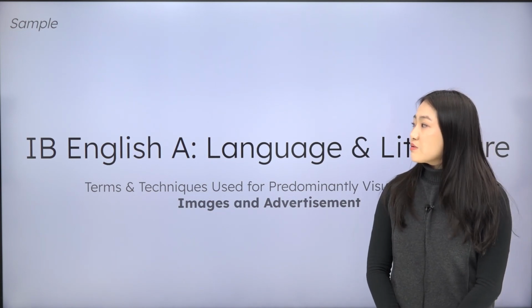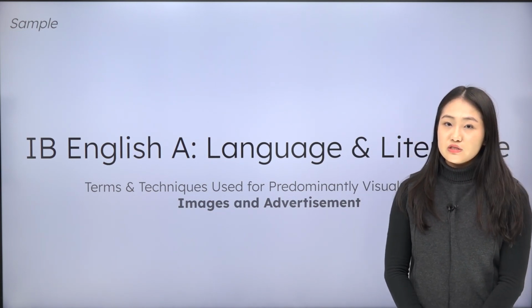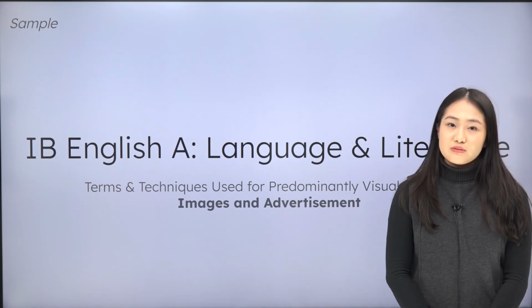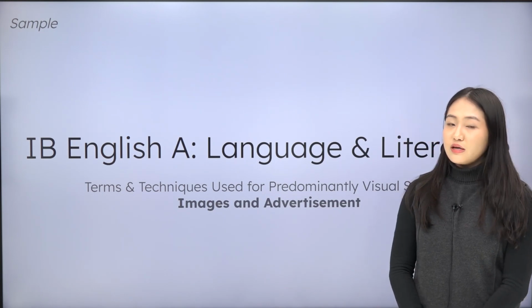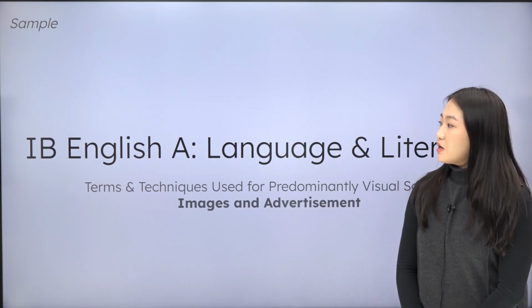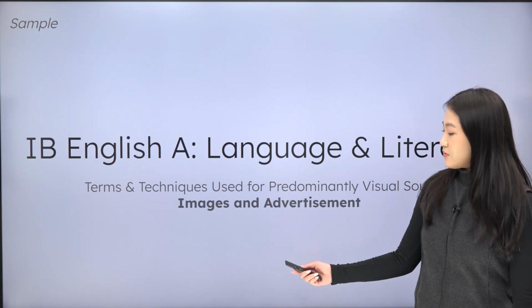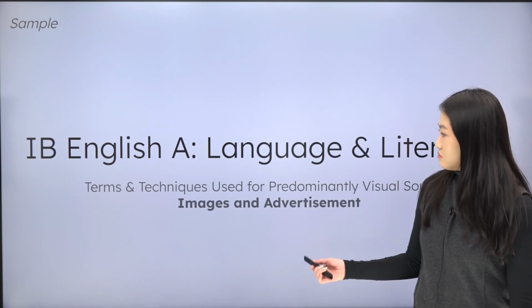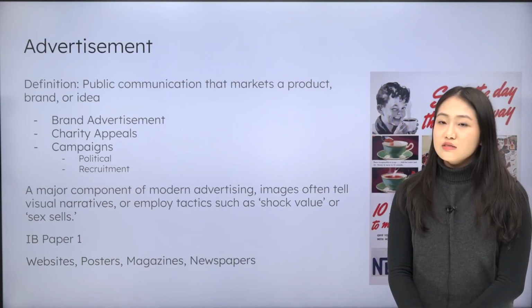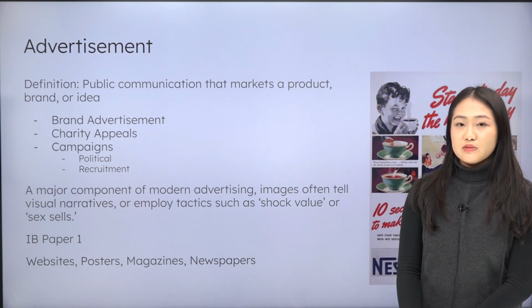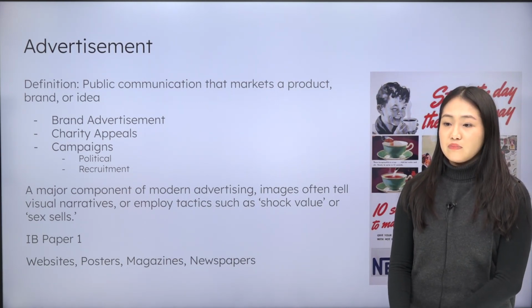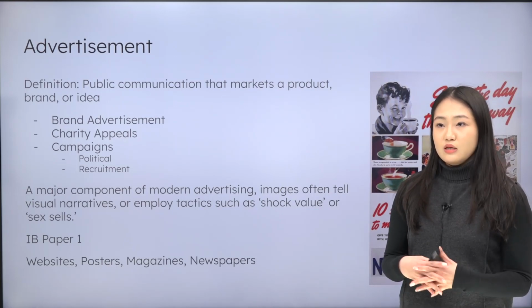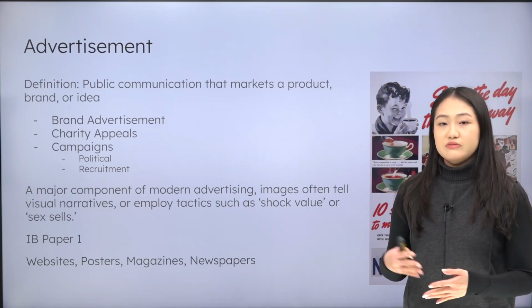So today we will go over IB English A Language and Literature, and we will be covering terms and techniques from visual sources for images and advertisement. Alright, so we'll begin with defining what advertisement is. So what is advertisement? Advertisement is a public communication that usually markets a product, brand, or organization, or even an idea.